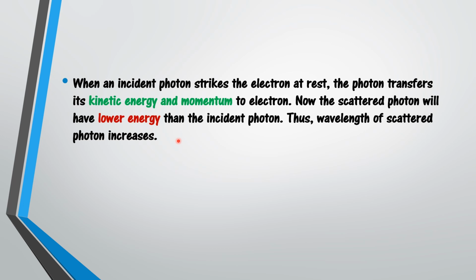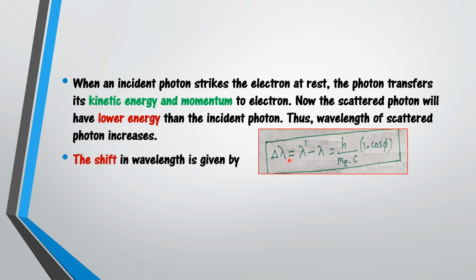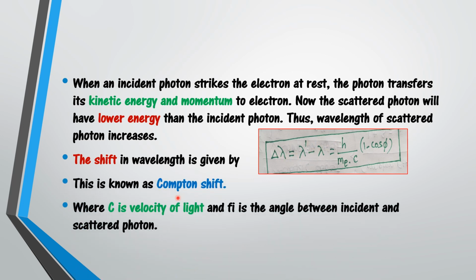Always keep in mind that E is equal to h nu, frequency and energy having directly proportional relationship and wavelength and energy having inversely proportional relationship. So this shift in wavelength is given by delta lambda is equal to lambda dash minus lambda. Bigger one is lambda dash, that is wavelength of scattered radiation is always greater, minus wavelength of incident radiation, that is equal to h upon m_e c into bracket 1 minus cos phi, and this shift delta lambda is known as Compton shift.